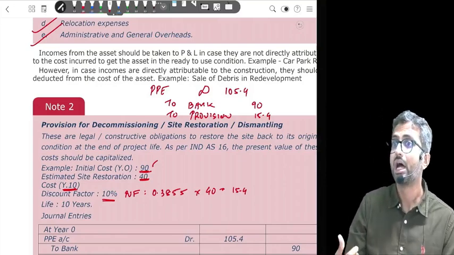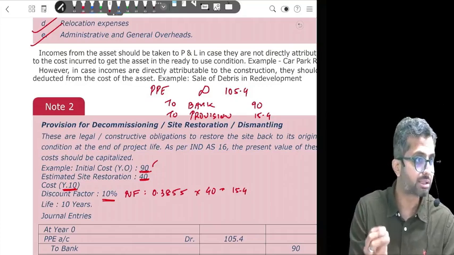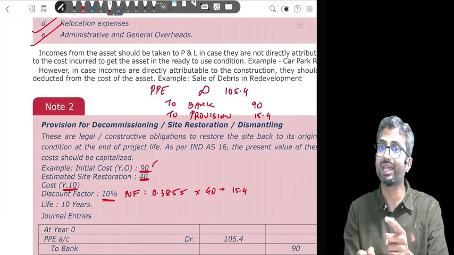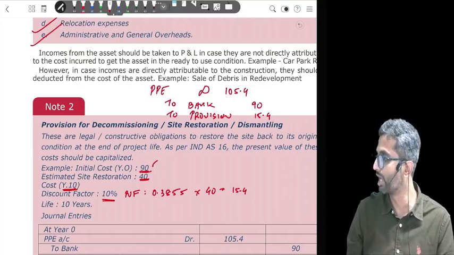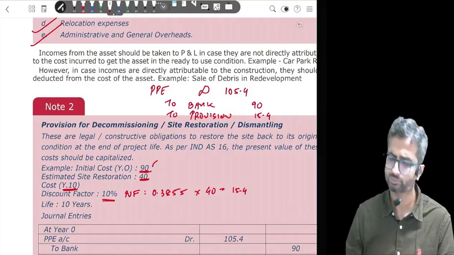The event that gives birth to the dismantling obligation is the construction, and hence you capitalize it along with the cost of the asset. Are we clear with this? Is everyone clear? Any problems here? Okay.